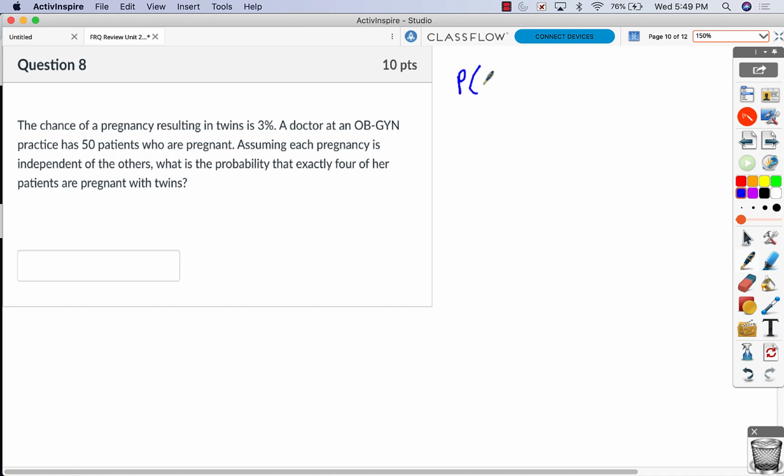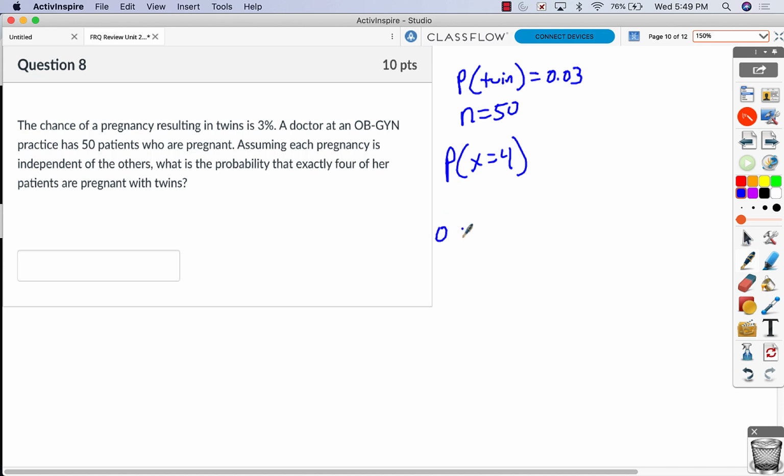Okay, probability that you have a twin is 0.03. This person has 50 patients that are pregnant. They're independent. What is the probability exactly 4? So you have to recognize this is a binomial.